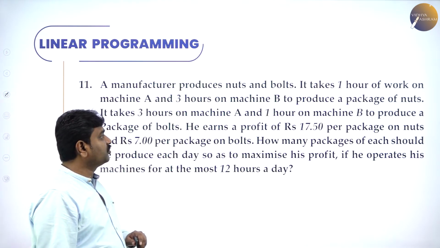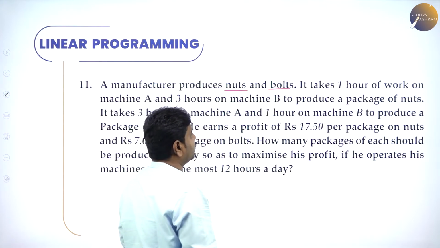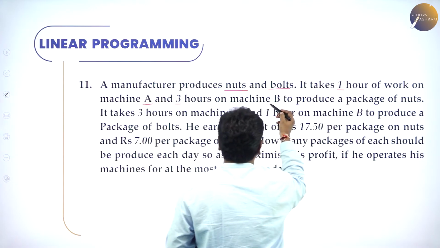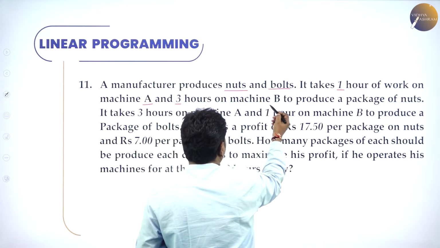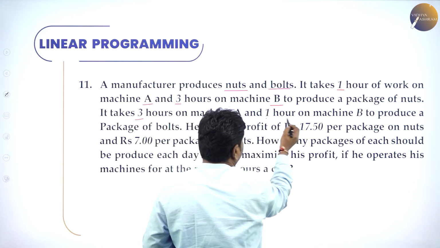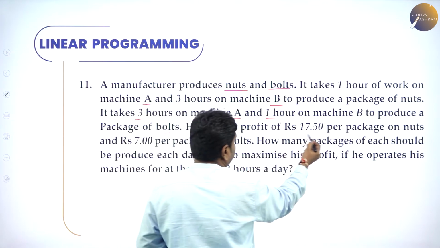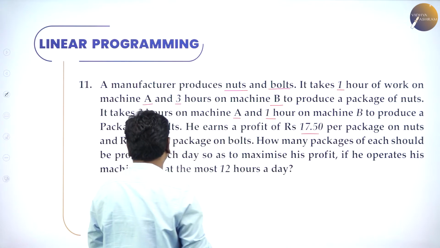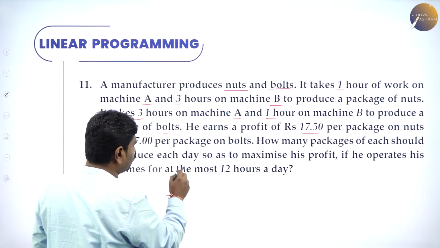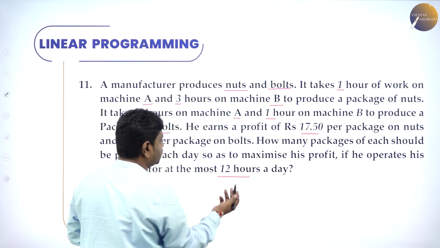A manufacturer produces nuts and bolts, two types of products. It takes 1 hour of work on machine A and 3 hours of work on machine B to produce a package of nuts, and 3 hours of machine A and 1 hour of machine B to produce a package of bolts. He earns a profit of 17.5 rupees per package of nuts and 7 rupees per package of bolts. How many packages of nuts and bolts should he produce so as to maximize the profit? And machines can work at most 12 hours a day.